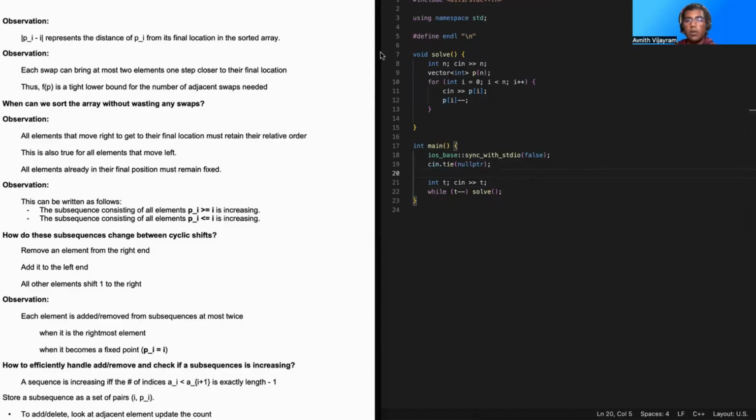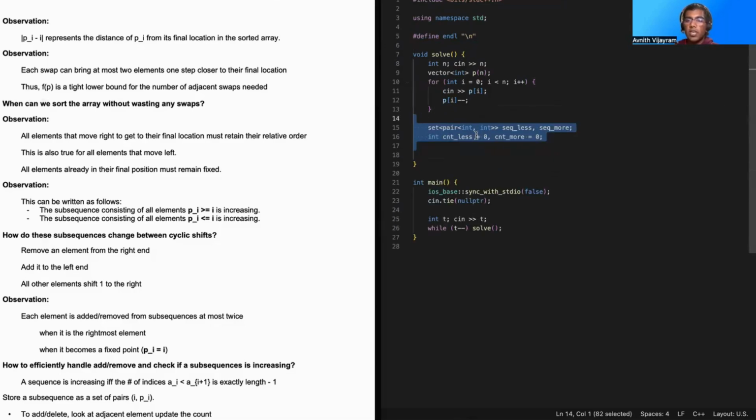So right here, I have code which will read in the input, and we're using fast IO to speed up the input and output. And the first thing we'll do is create our sets, our sequences. So we'll create a sequence where p i is less than or equal to i, and we'll create a sequence where p i is greater than or equal to i. And these will keep the count of the number of adjacent elements which are in the correct order. And we can define functions which add or remove to the sequence.